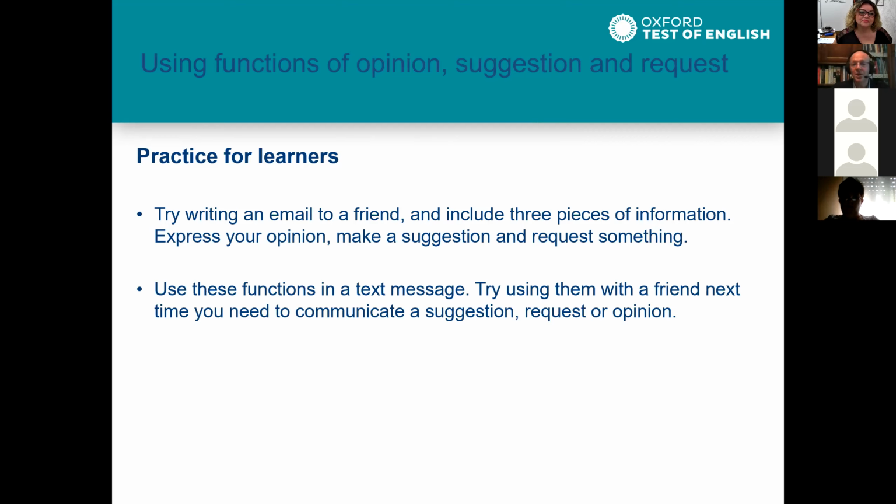Now use these kind of functions in text messages when you send a WhatsApp, okay? So practice using these. Now, if you feel embarrassed about using them in English, when you're writing these messages in Spanish, think about, what am I doing here? Am I suggesting? Am I requesting? Am I giving an opinion? And how would I do that in English? And remember to check your grammar afterwards, okay? It's not only about grammar. Obviously, your grammar must be correct, okay?